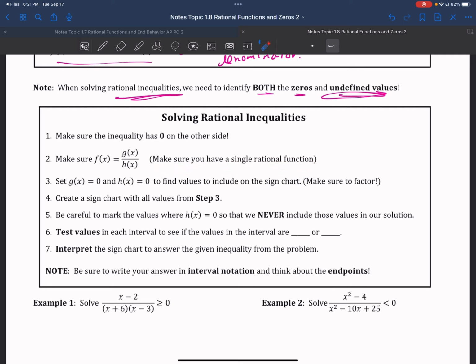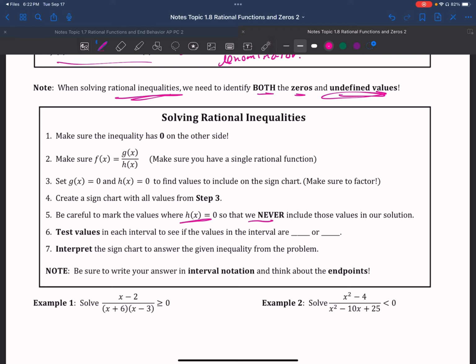Step number 3 says set g of x equal to 0 and h of x equal to 0 to find the values to include on the sign chart. Again, it will be easier, of course, when we are given the factored ones, but if they're not given to you, factor if necessary. Step number 4, we're going to create the sign chart with the values from step 3. So when g of x is equal to 0 and when h of x is equal to 0. Be careful to mark where h of x is equal to 0 so that we never include those values in our solution. So these are going to be the undefined values that I talked about earlier.